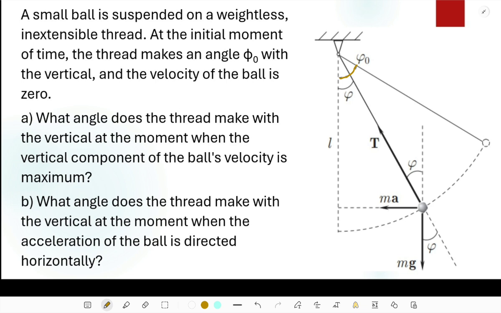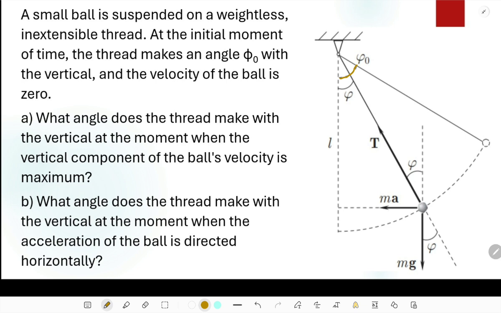Let us write down the equation of motion of Newton's second law in the projections on the vertical and radial directions. This is the tradition, radial and vertical, not radial and tangential. You can see I have drawn the picture like this. This is the tension force in the radial direction and gravity. These are the only two forces acting on this small ball.